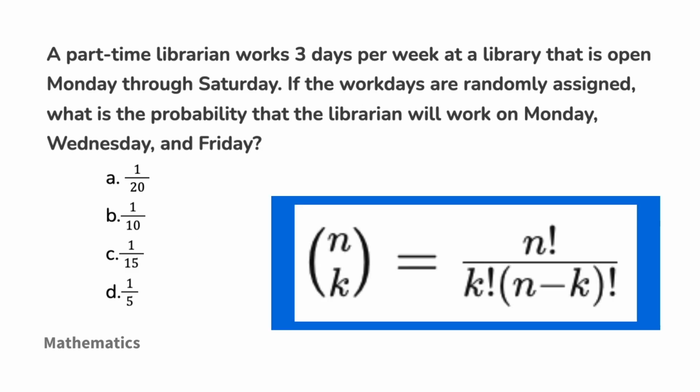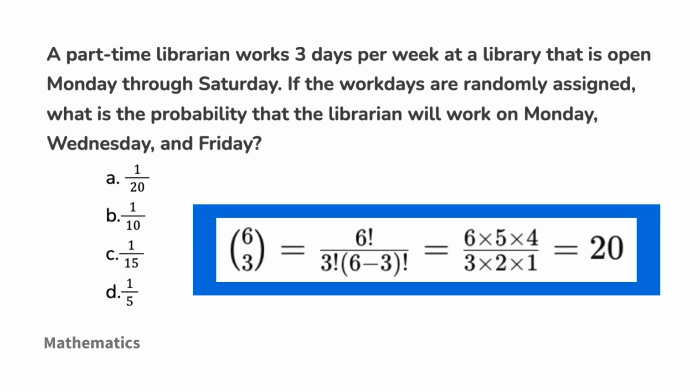So next, let's calculate the total ways to choose any 3 workdays. To do so, we'll use the combination formula to determine the total number of ways to choose 3 days out of 6. That formula looks like this. Note, if it's been a while, the exclamation point in the formula represents a factorial, which is used to multiply a series of descending natural numbers down to 1. So in this case, n is the total number of items to choose from, and k will be the number of items to choose. So plugging these numbers into the formula, you'll see that we get a number of 20, which means that there are 20 different ways the librarian can be scheduled to work any 3 days out of 6.